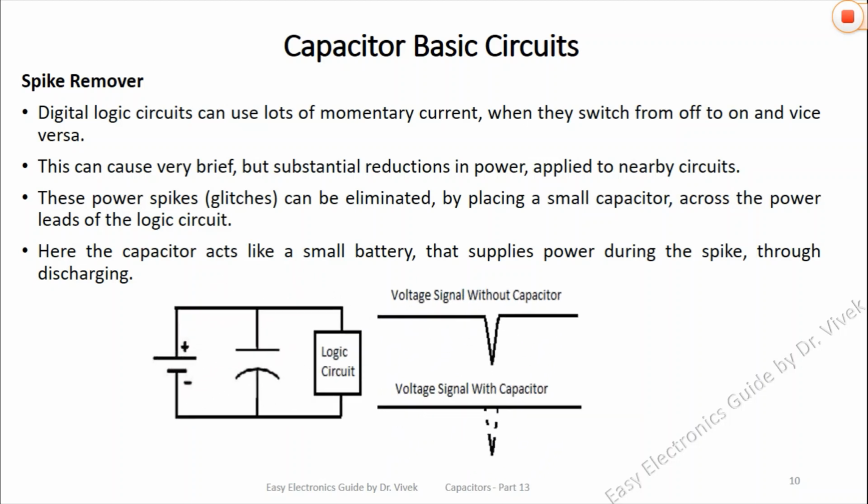The power spikes in logic circuits can be eliminated by placing a small spike remover capacitor across the power leads of the logic circuit. Here the capacitor acts like a small battery that supplies power during the spike through discharge.